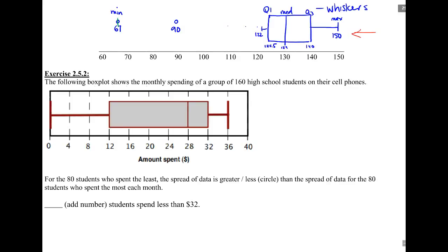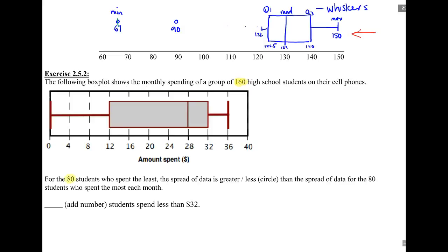So in this exercise, we're given a box plot with monthly spending for 160 high school students on their cell phone. All right, so we had the first question here. For the 80 students who spent the least, the spread is greater or less than the spread for the 80 students who spent the most each month. So I want you guys to take a moment, think about this, decide what you think the answer is, and then come back.